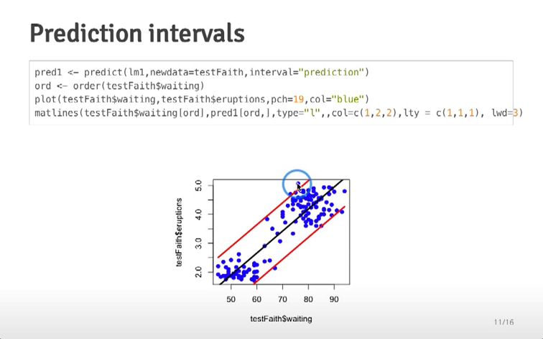So you can see that a very small number of the points actually fall outside of these prediction intervals. An important point to note here is that the prediction intervals sort of assume that you have data that are normally distributed, in other words, data that looks like clouds like this.